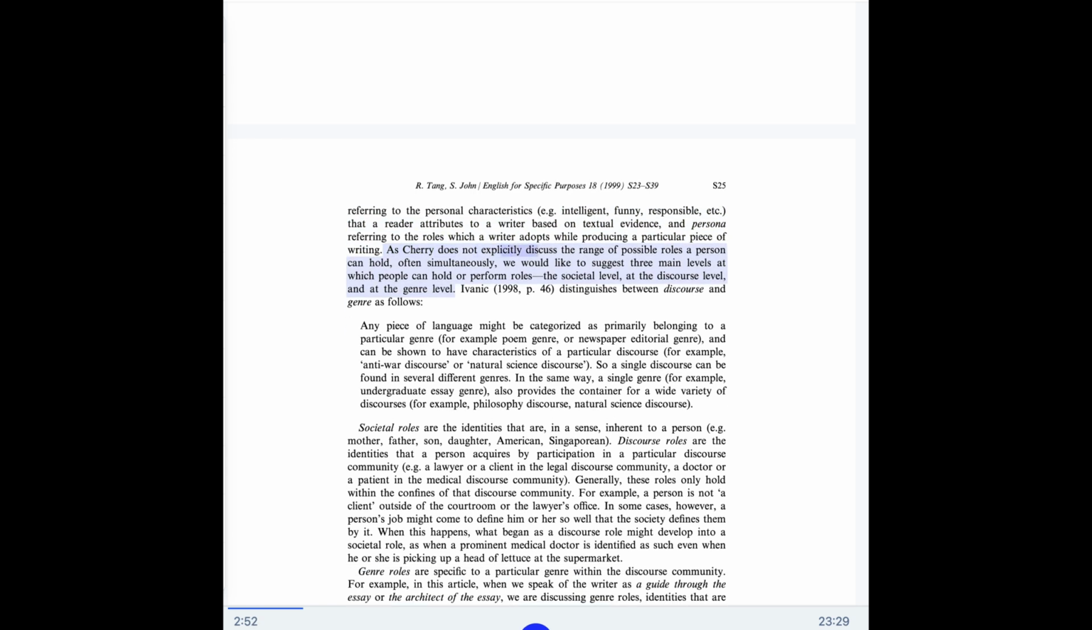As Cherry does not explicitly discuss the range of possible roles a person can hold, often simultaneously, we would like to suggest three main levels at which people can hold or perform roles: at the societal level, at the discourse level, and at the genre level.